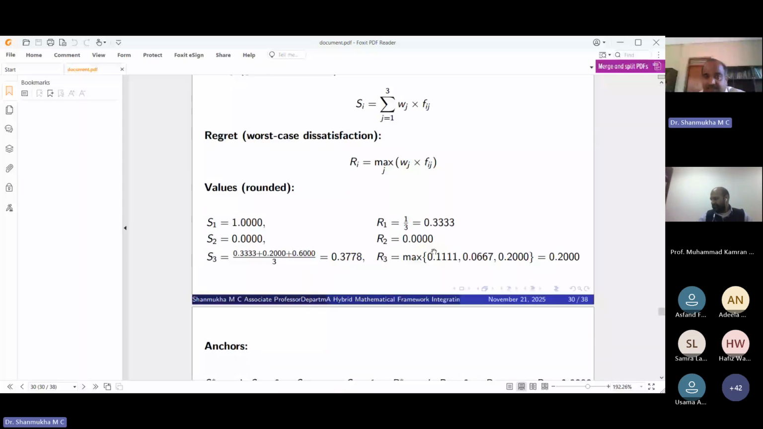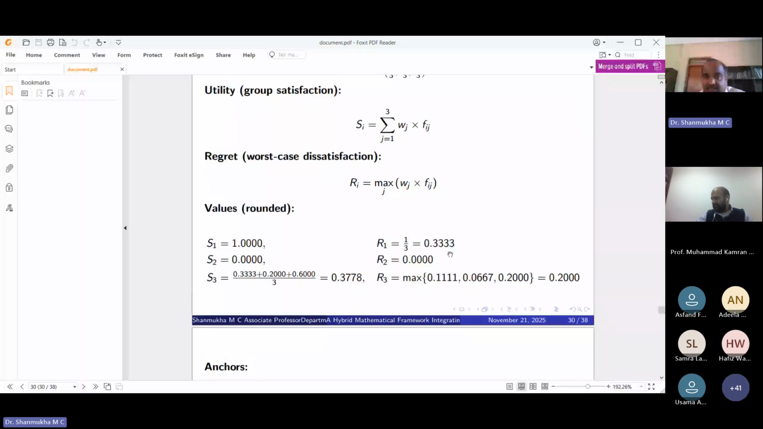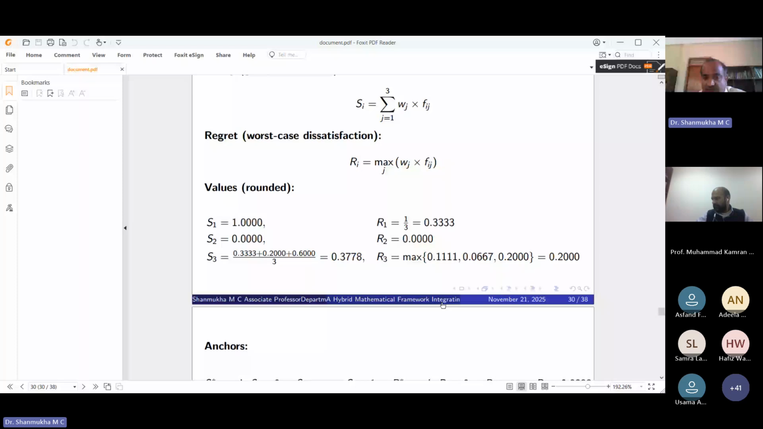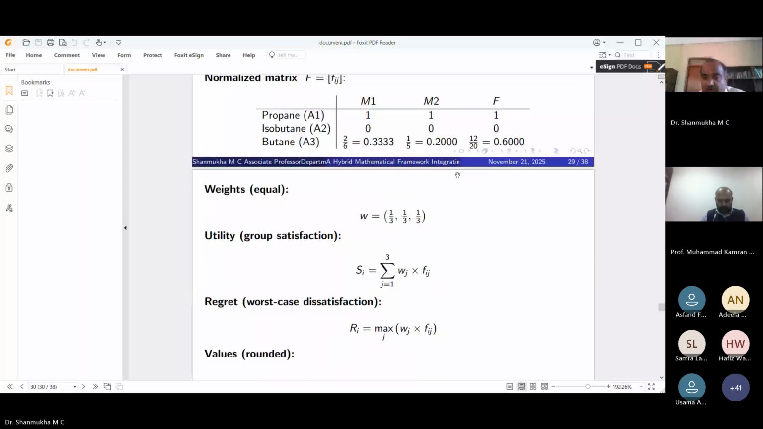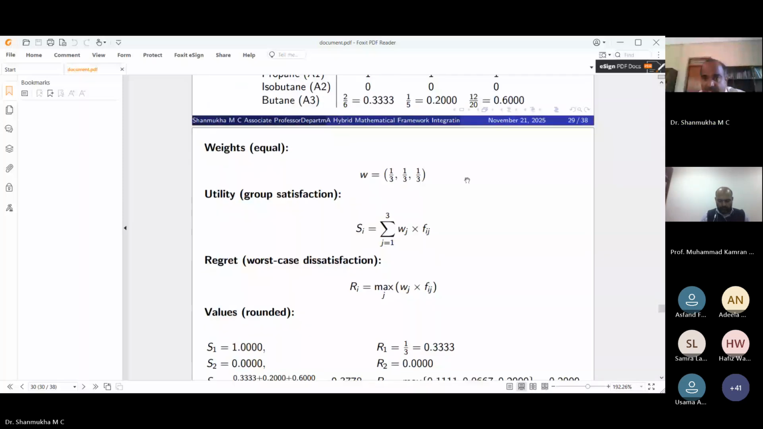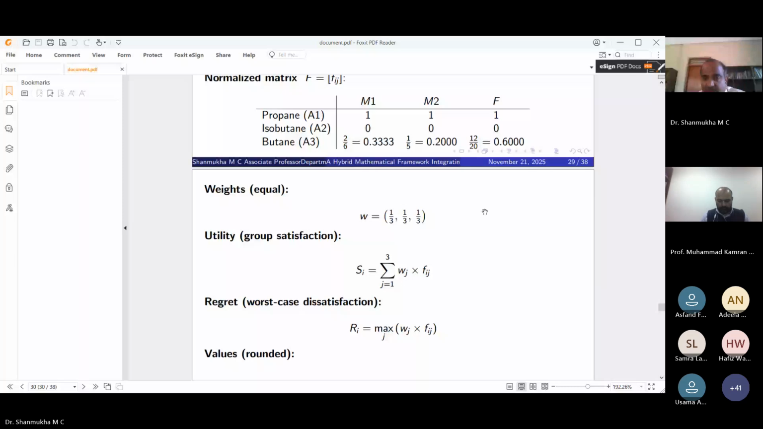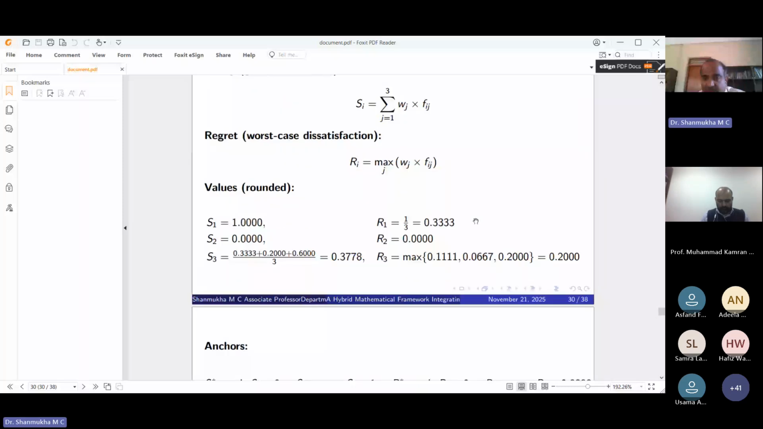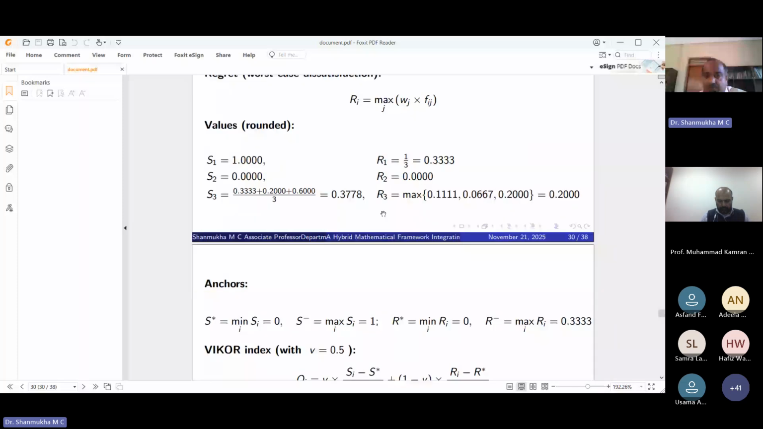Then R3. Here 0.333 with 1 upon 3, 0.111; 0.2 into 1 upon 3, 0.066; 0.6 into 1 upon 3 is equal to 0.2. So the maximum of 0.1, 0.06 and 0.2 is equal to 0.2 only.